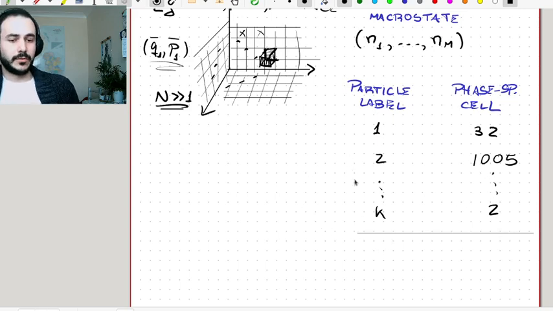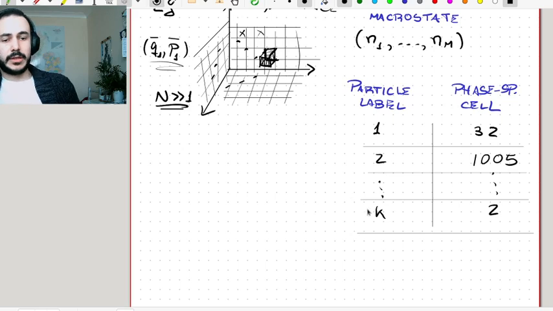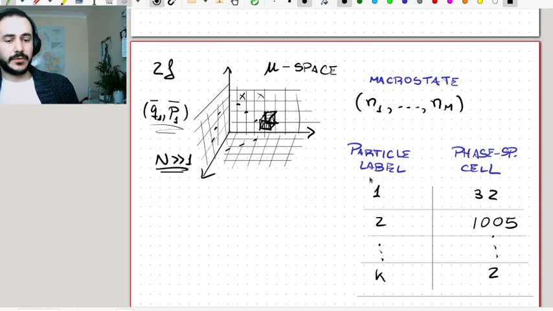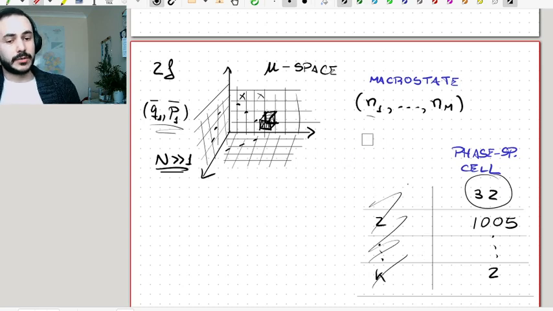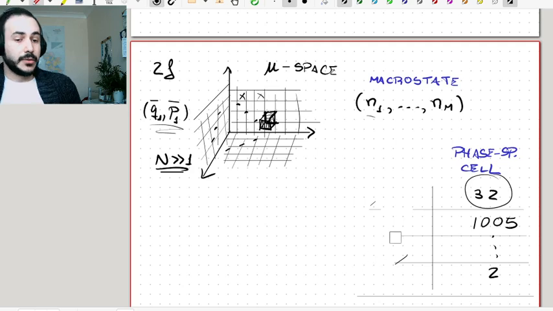So you know where each one of the N particles that make up your gas is sitting at the moment. But now we are forgetting about the particle labels. We just count how many times each cell appears in this column, and that is what we supply. So we are forgetting some information already. When you don't have the full information about the state of the system, you have a macrostate.